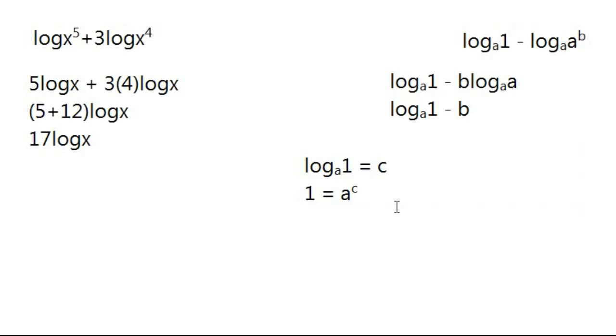So this can only mean one thing: C has to be 0, because only when a number to the power 0 will equal 1. And so log_A 1 is actually C, which has to be 0, and so this is actually 0 minus B, and therefore the answer is negative B. So that is the answer for this question, and let us move on.